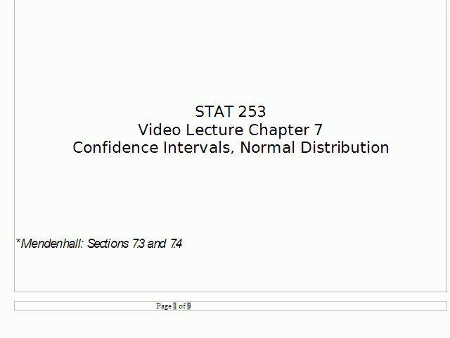This is the second video for Chapter 7, and in this video we'll discuss the confidence intervals. This is the interval estimate using the central limit theorem from the previous video. That was the point estimate. This is the interval estimate.